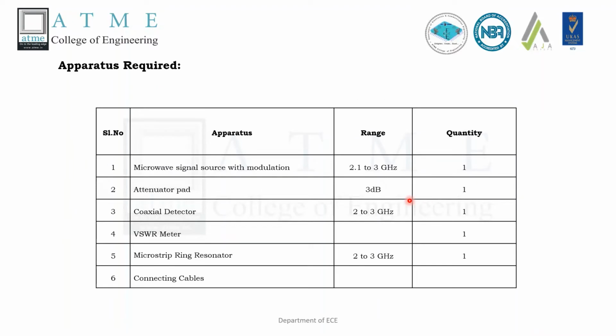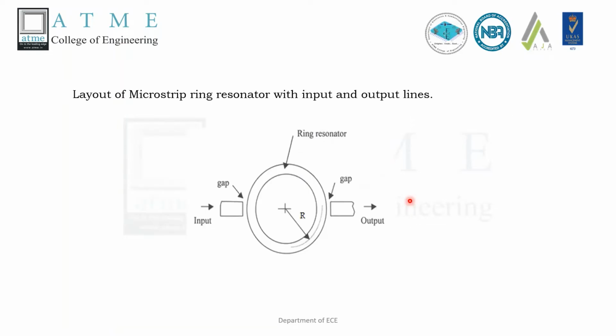The apparatus required are a microwave signal source with modulation, which ranges from 2.1 to 3 GHz, a 3 dB attenuator, a coaxial detector that ranges from 2 to 3 GHz, a VSWR meter, which is voltage standing wave ratio, a microstrip ring resonator that ranges from 2 to 3 GHz, and connecting cables. This is the layout of the microstrip ring resonator with input and output lines.